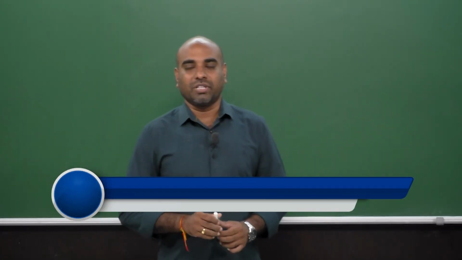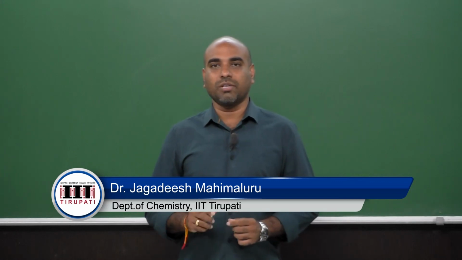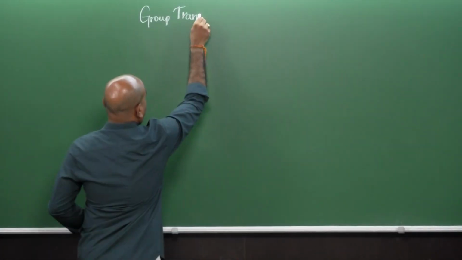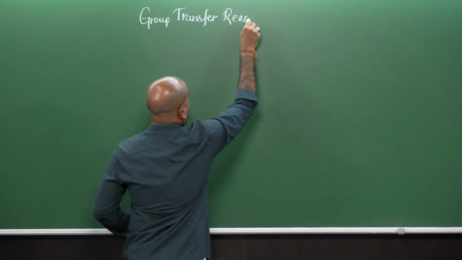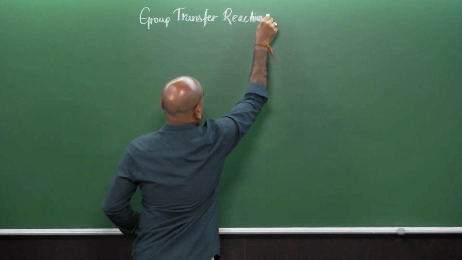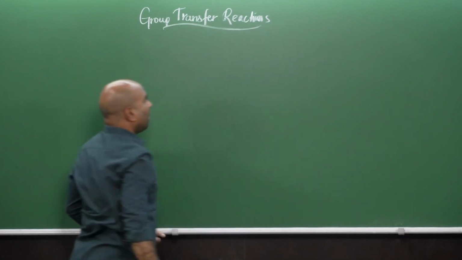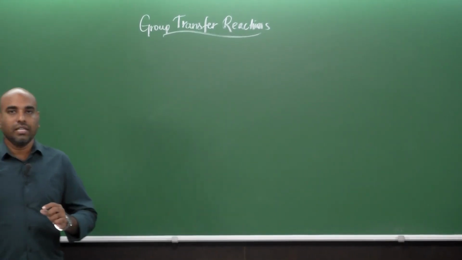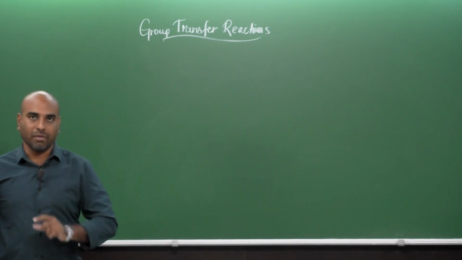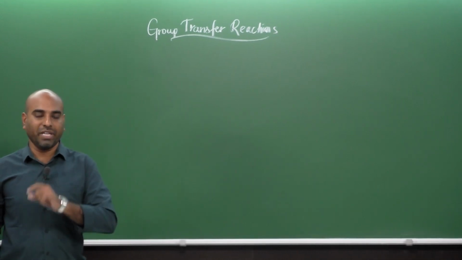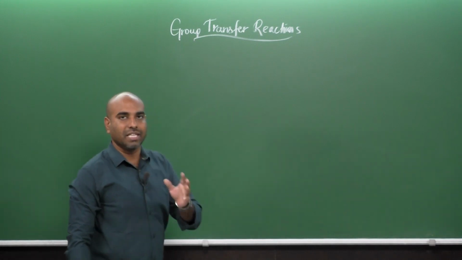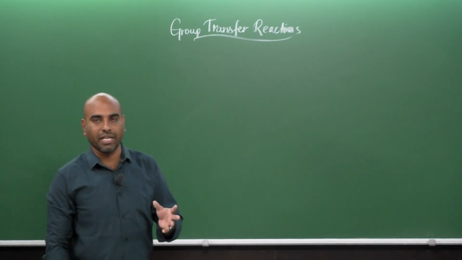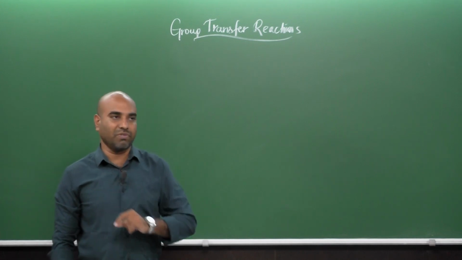Hello students, welcome to the class. So today we are going to discuss group transfer reactions. So far we have discussed the transfer or migration of a sigma bond, that is, sigmatropic rearrangement reactions. But now there is a difference between the conventional sigmatropic rearrangement reaction and a group transfer reaction.